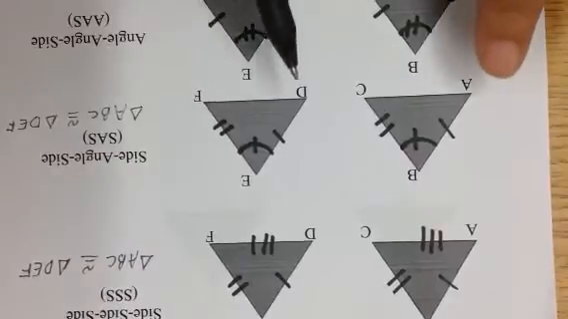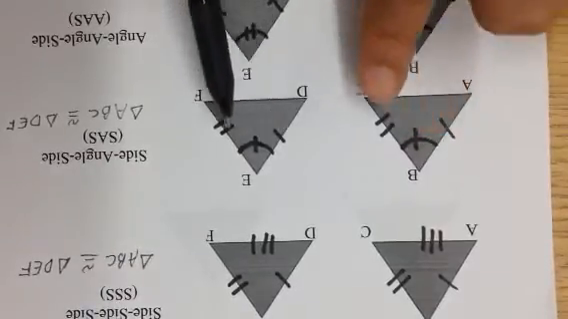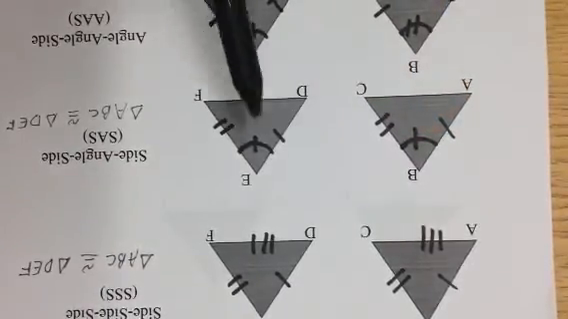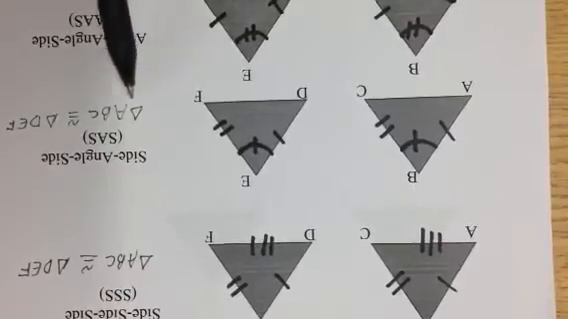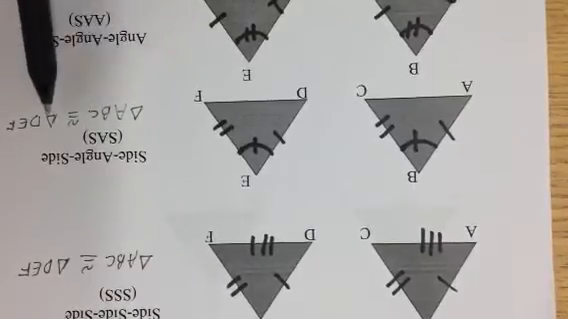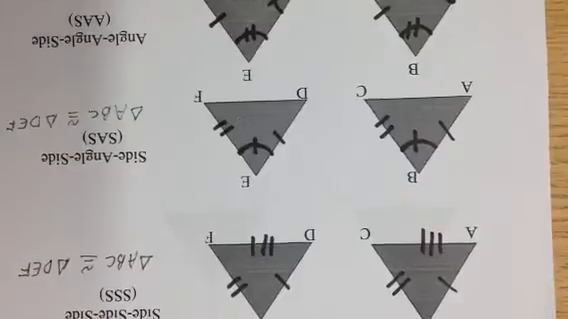And just by showing that in this order, side, angle, side, that those two sides and this angle in the middle are congruent, all the corresponding sides are going to be congruent, and all of the corresponding angles are going to be congruent, because triangle ABC is congruent to triangle DEF.